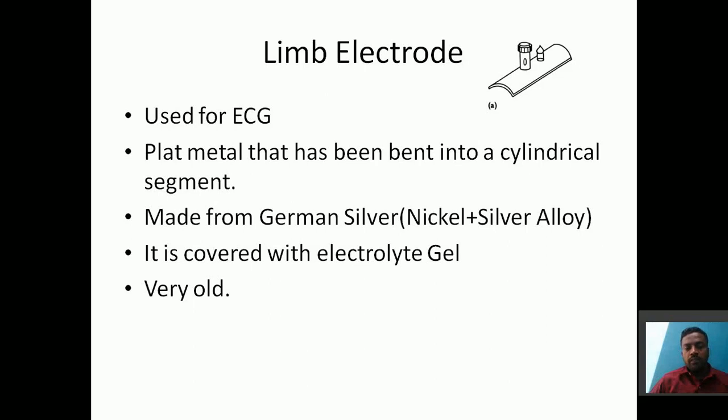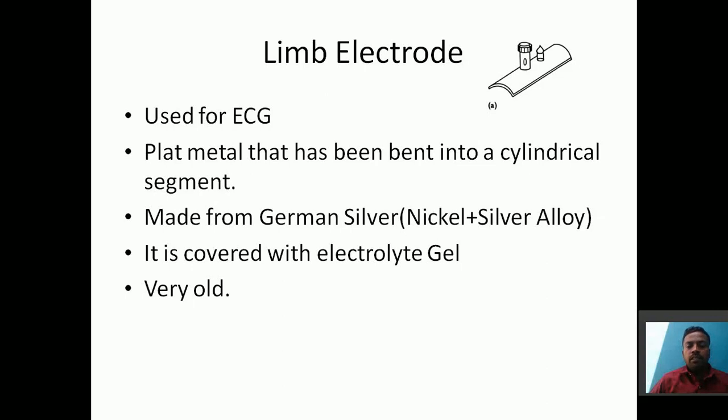Okay, right. So this electrode is made from German silver, that is a nickel plus silver alloy. Okay, so it is covered with an electrolyte gel. Okay, what is the use of electrolyte gel?